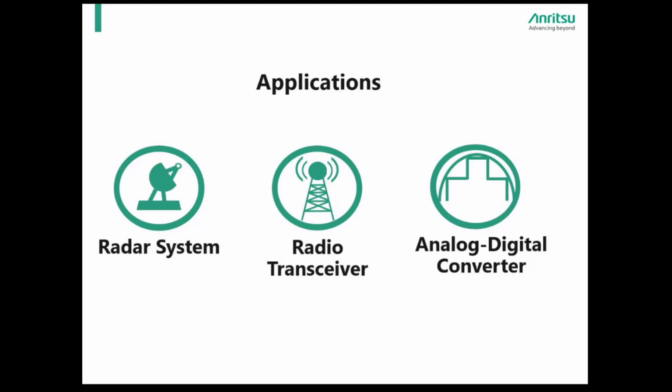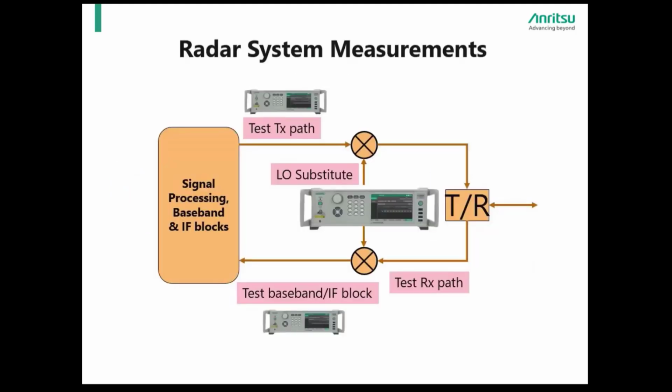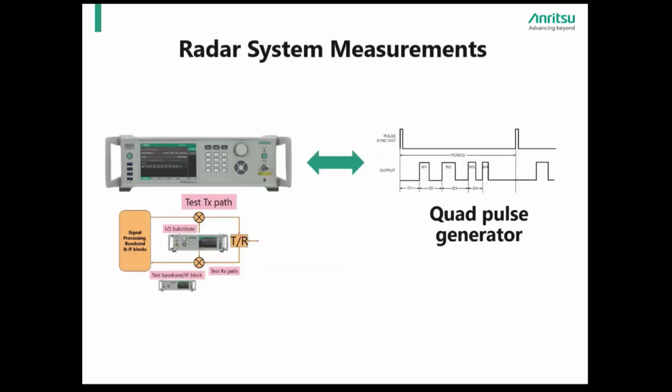We will begin with radar system measurements. The diagram below is a common setup for radar systems. While the user is free to select a suitable signal generator for the RF signal output, it is important to mention that users can also benefit from the phase noise performance of rubidium when used with a pulse modulated signal.